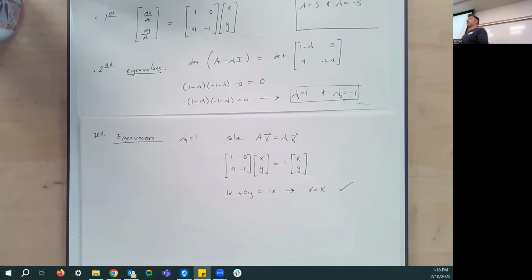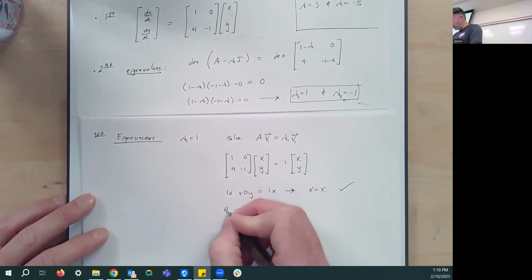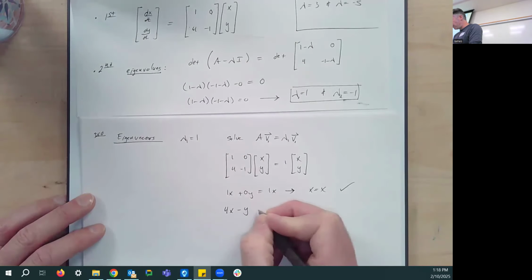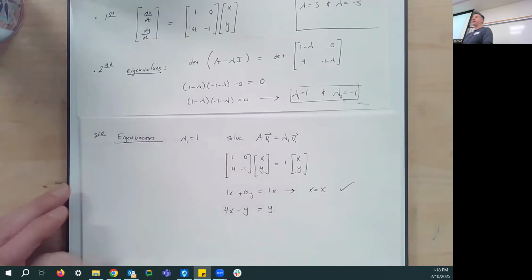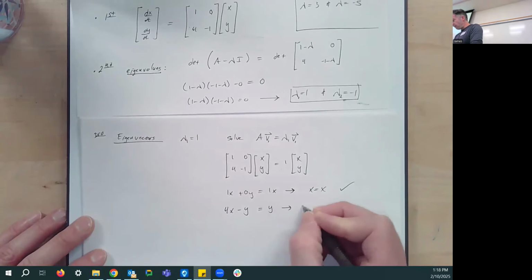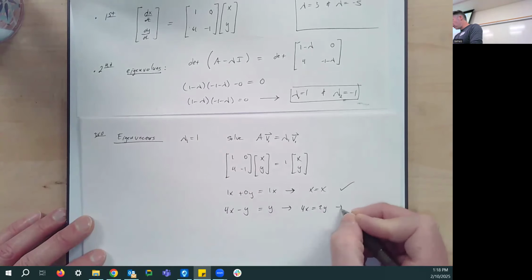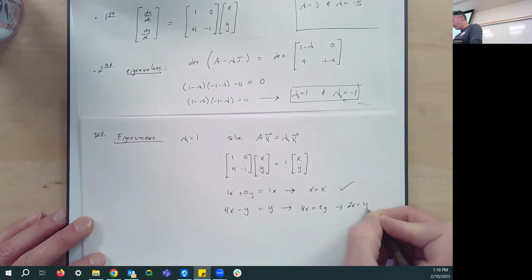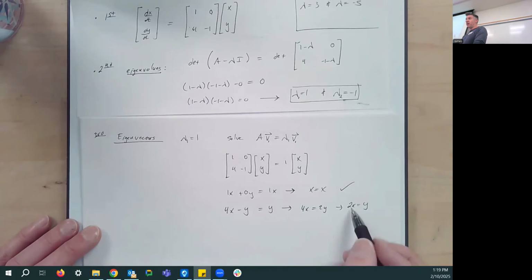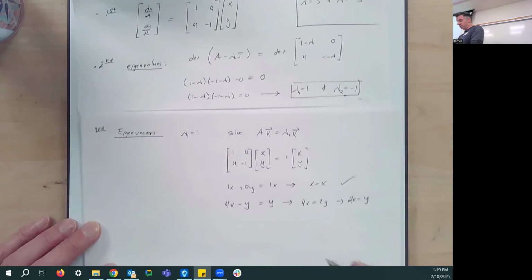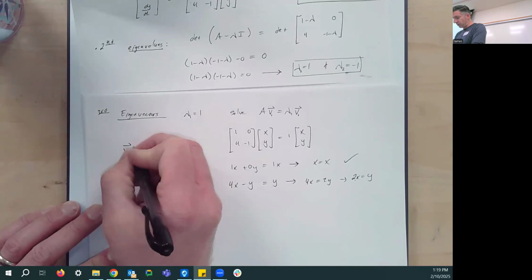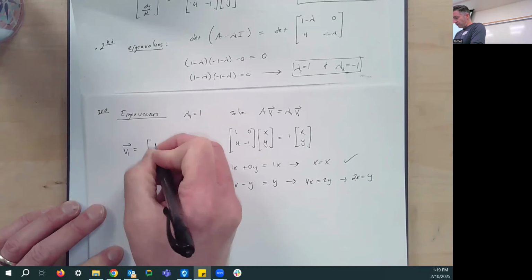So this is a situation where we have to look at the second equation. We look at 4x minus y equals y. Oh yeah, that's going to tell us about how x and y are related. If I add y over there, I get 4x equal to 2y. Dividing both sides by 2, I get 2x equal to y. So I'm going to pick x equal to 1 and y equal to 2. So my first eigenvector is going to be x equal to 1, y equal to 2.